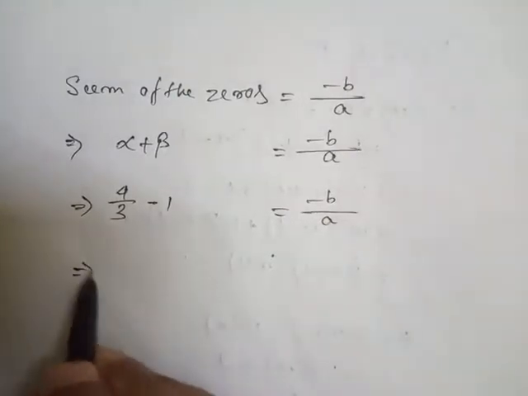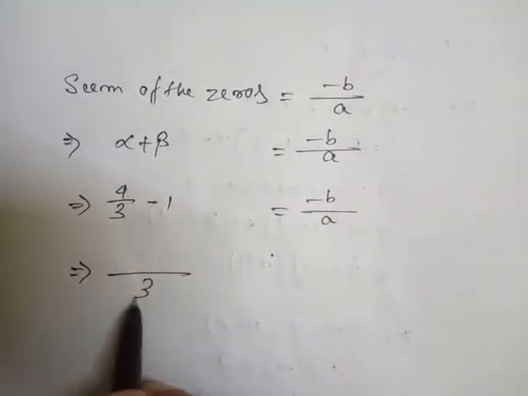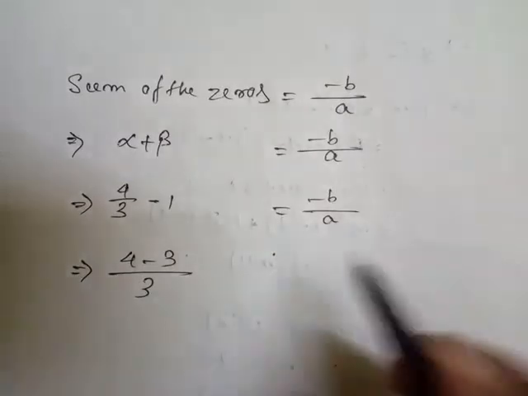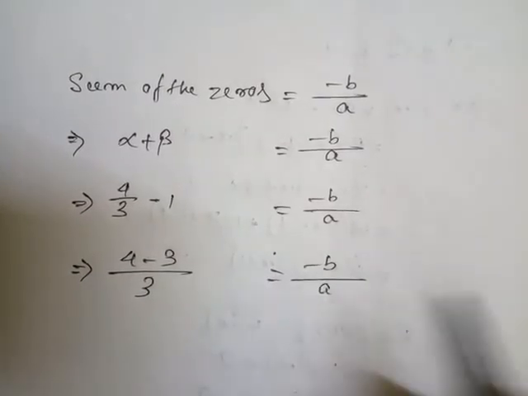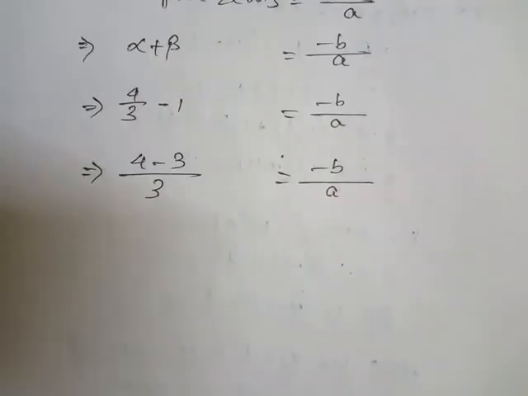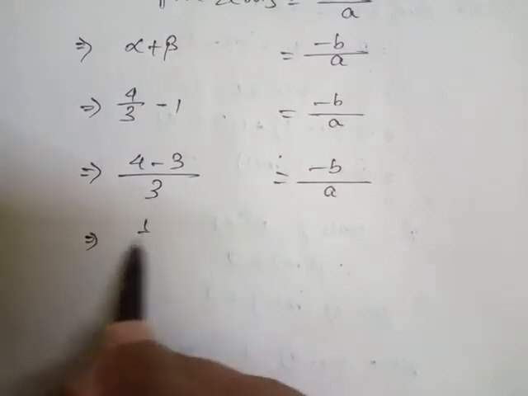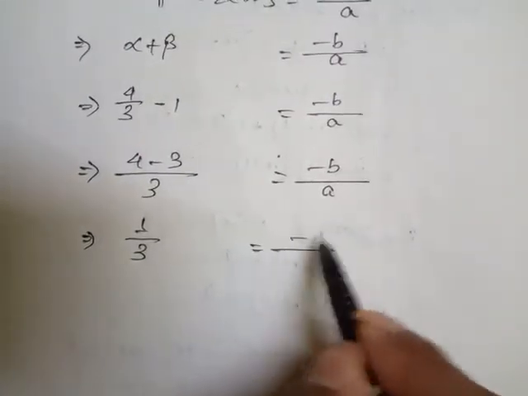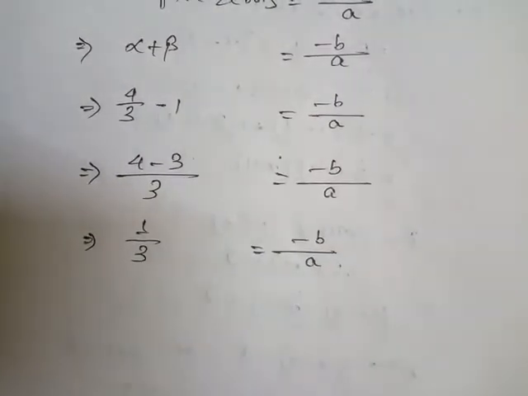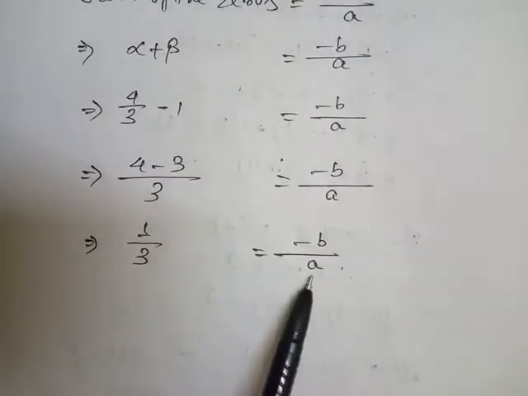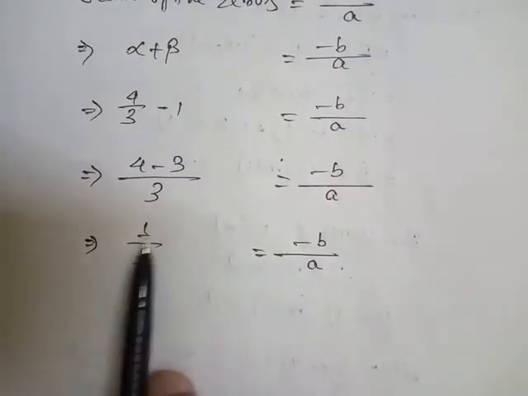Now if I take the LCM here, then LCM is 3 and we get 4 minus 3. So next would be minus b by a. Now 4 minus 3 is how much? 4 minus 3 is 1. 1 by 3 equal to minus b by a. Now look once after that. Here the value of a is 3 and minus b is 1.